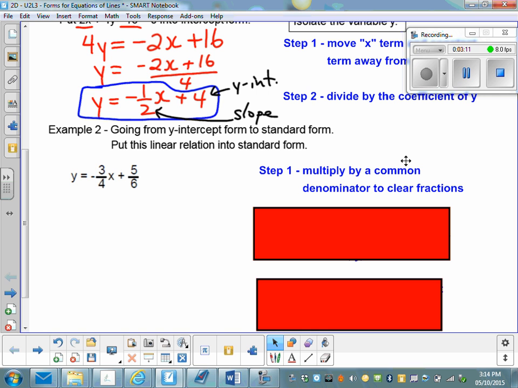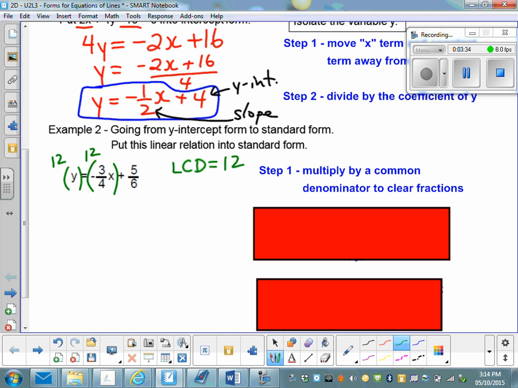And our first step here is that you see we have a fraction there. We really need to get rid of the fraction. So to get rid of the fraction, we're going to multiply every term by a common denominator. So for 4 and 6, the lowest common denominator would be 12. So I'm going to multiply the y by 12. That's one term. I'll multiply the negative 3/4 x by 12, and I'll multiply the 5/6 by 12. And when I deal with that, 12 times y is just going to be 12y. The reason that I'm multiplying by this number is to get rid of the fraction. So 4 divides into 12 3 times.